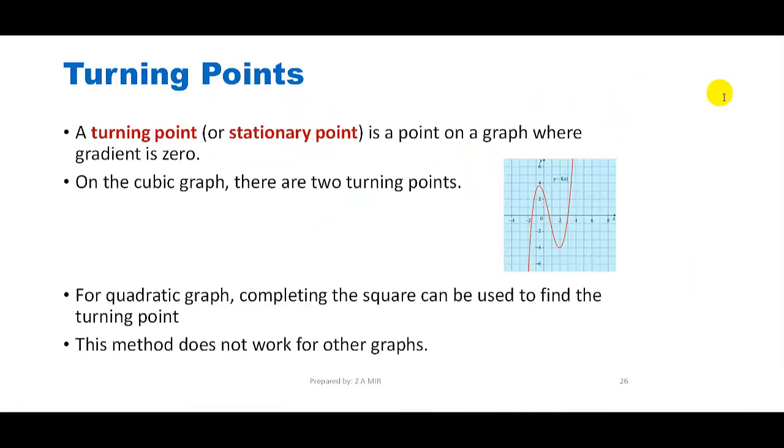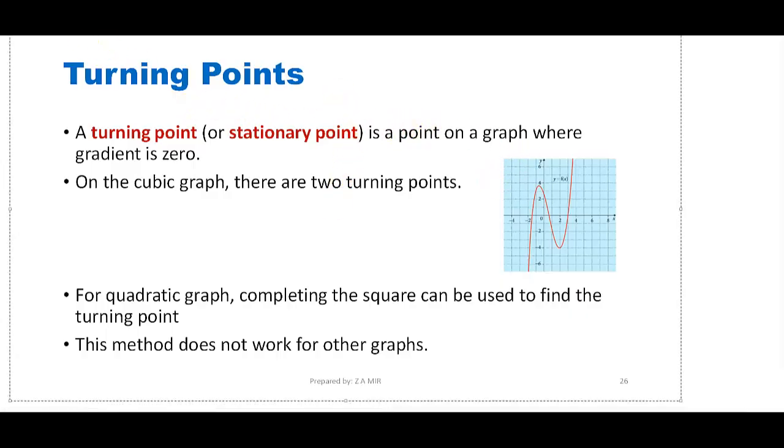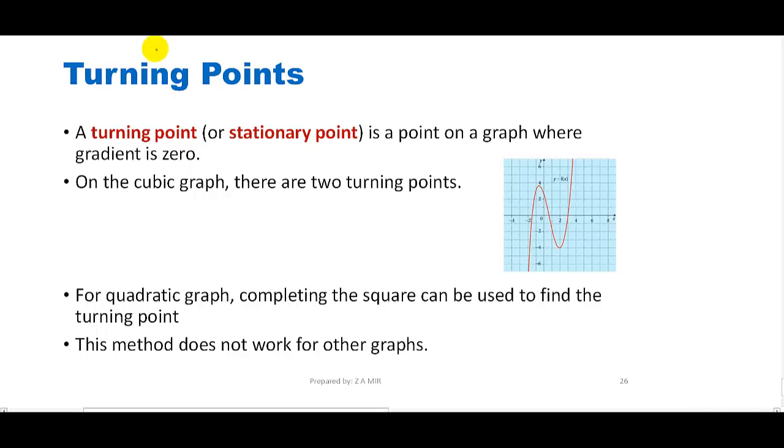Now look here. We are going to use the derivative to find the turning point. This is the second application. Turning point, how to? Can you see this graph? This is the graph, and over here this is the turning point. One turning point and second turning point.